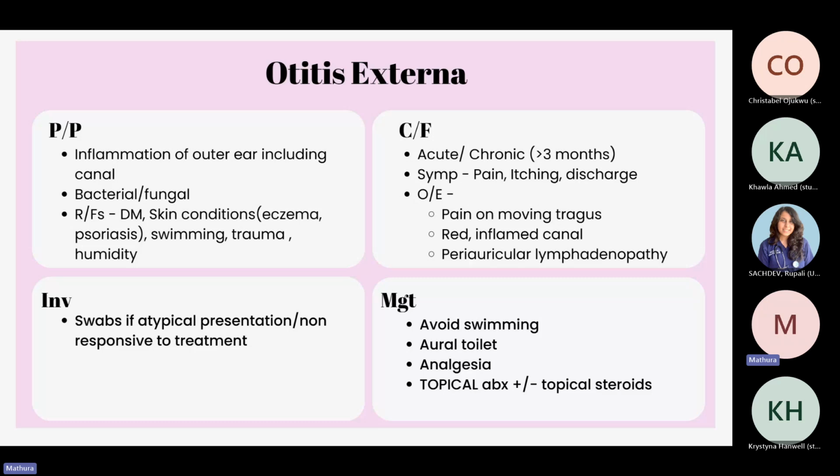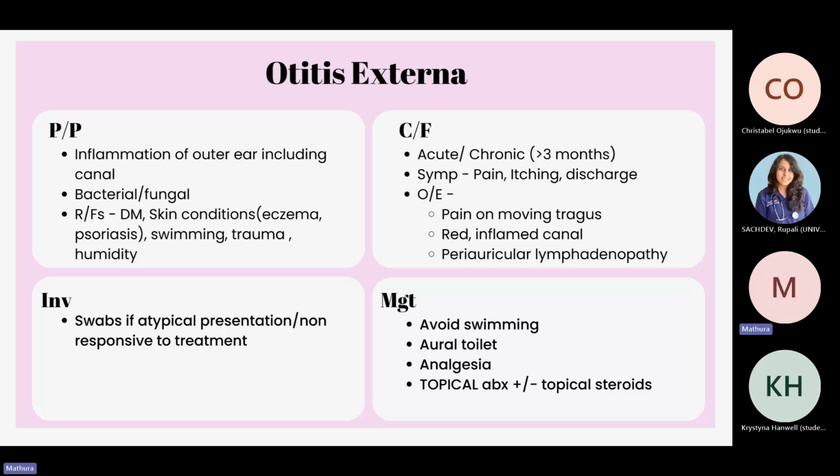So how these patients tend to present is with ear pain. They might complain of itching or discharge from the ear. When you do an examination, if you palpate their tragus, it might be painful. And on otoscopy, that might also be painful. Sometimes on otoscopy, the ear canal can be so swollen that you can't actually see the tympanic membrane. And they may also get some lymphadenopathy.